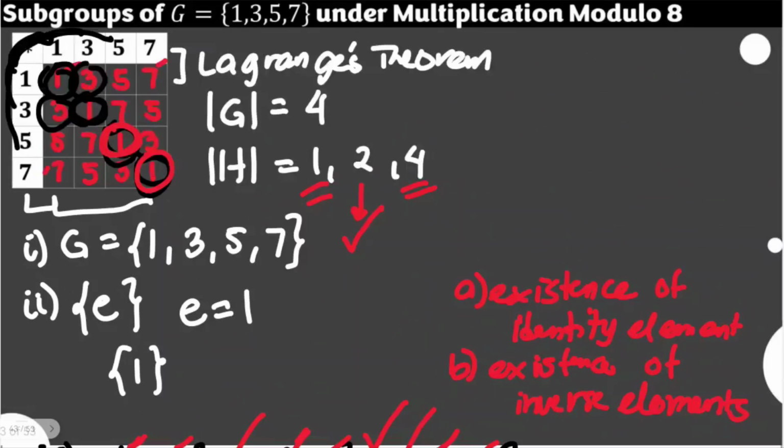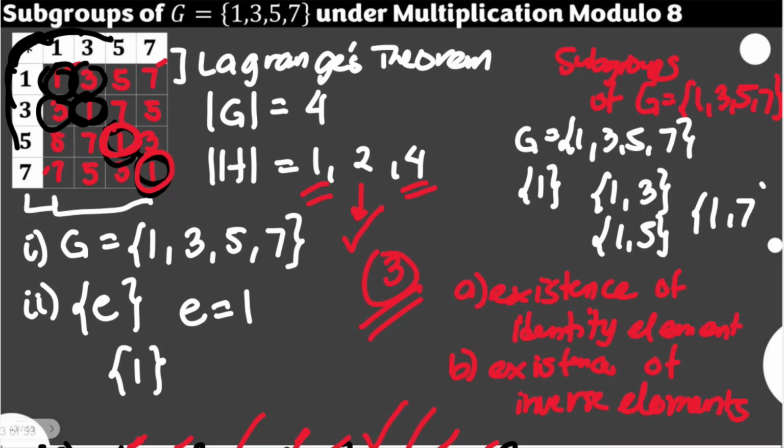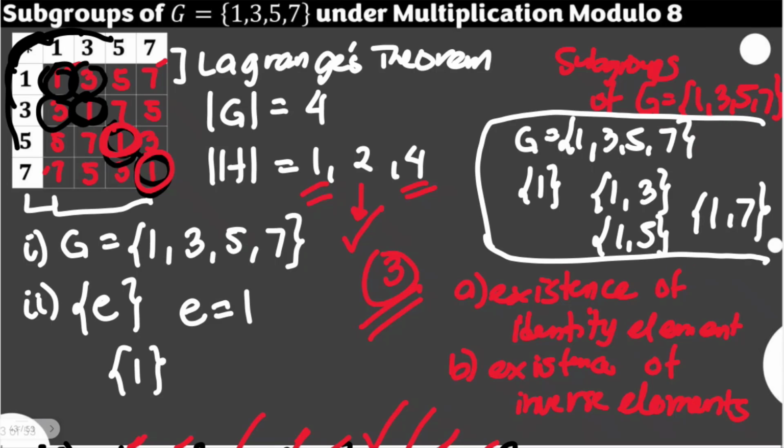Take note, we will no longer try any subset of order 3 because according to Lagrange theorem, it's no longer possible. Hence, the subgroups of your G, which is equal to the set containing 1, 3, 5, and 7, are the following. G itself, the set 1, 3, 5, 7. This is a subgroup of order 4. Next, the set containing the identity, that's a subgroup of order 1. And we have 1 and 3, 1 and 5, and 1 and 7, the subgroups of order 2. Yes, there are 5 subgroups for the given group identified in this video.